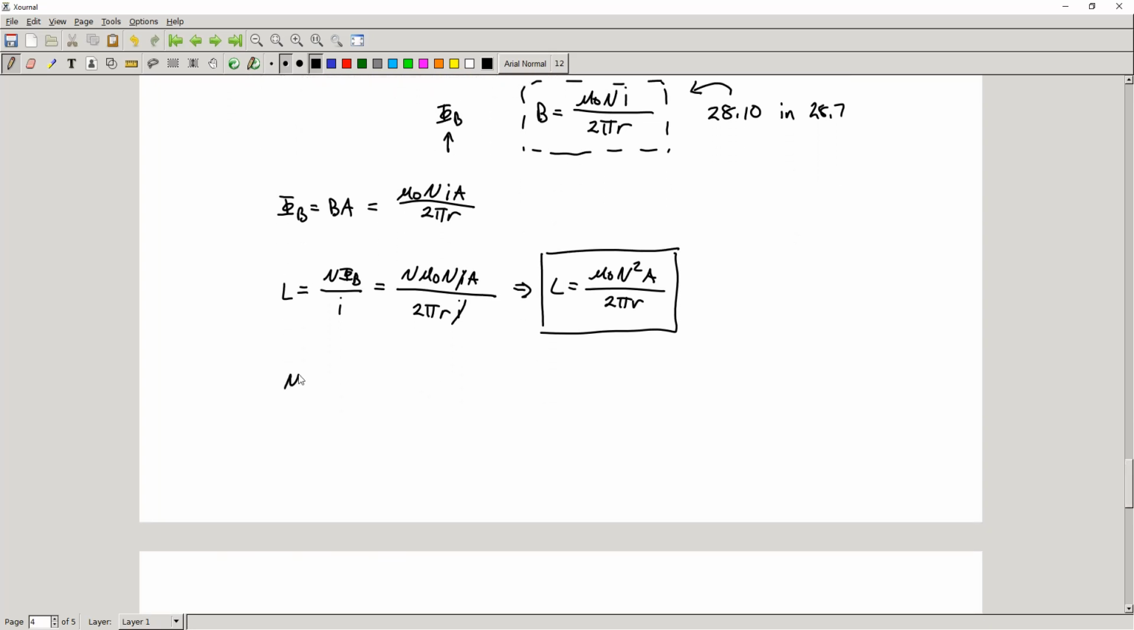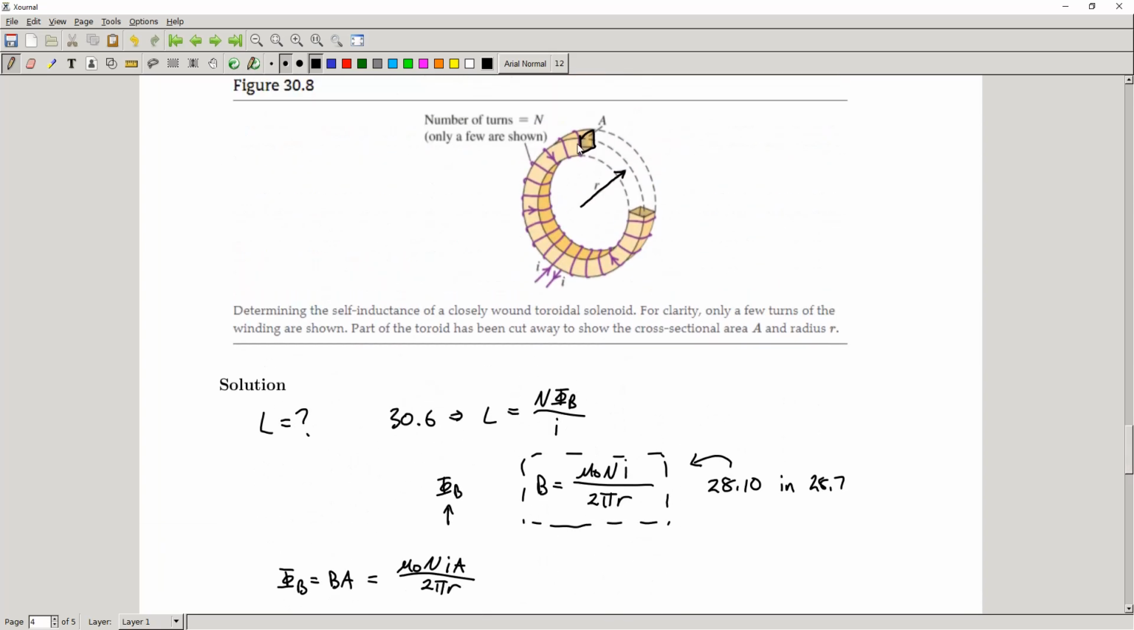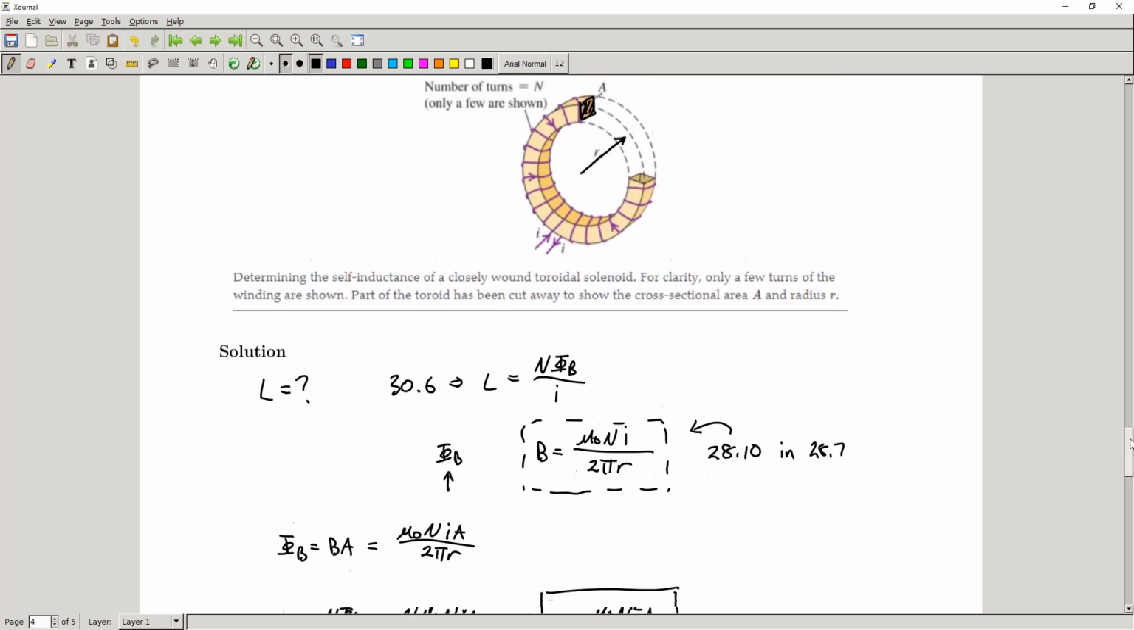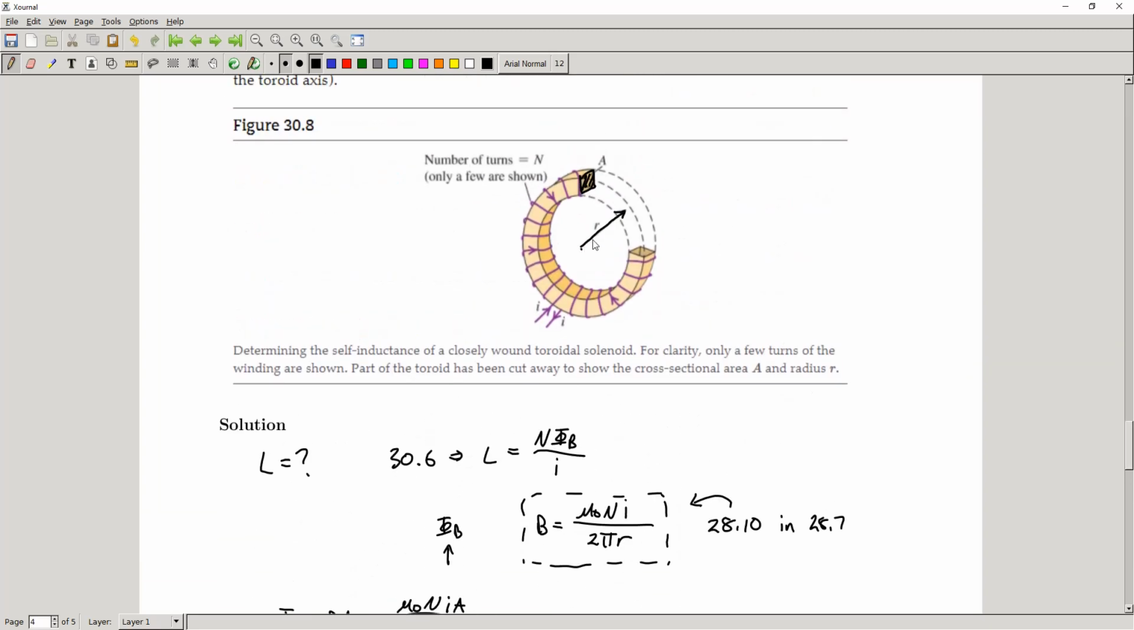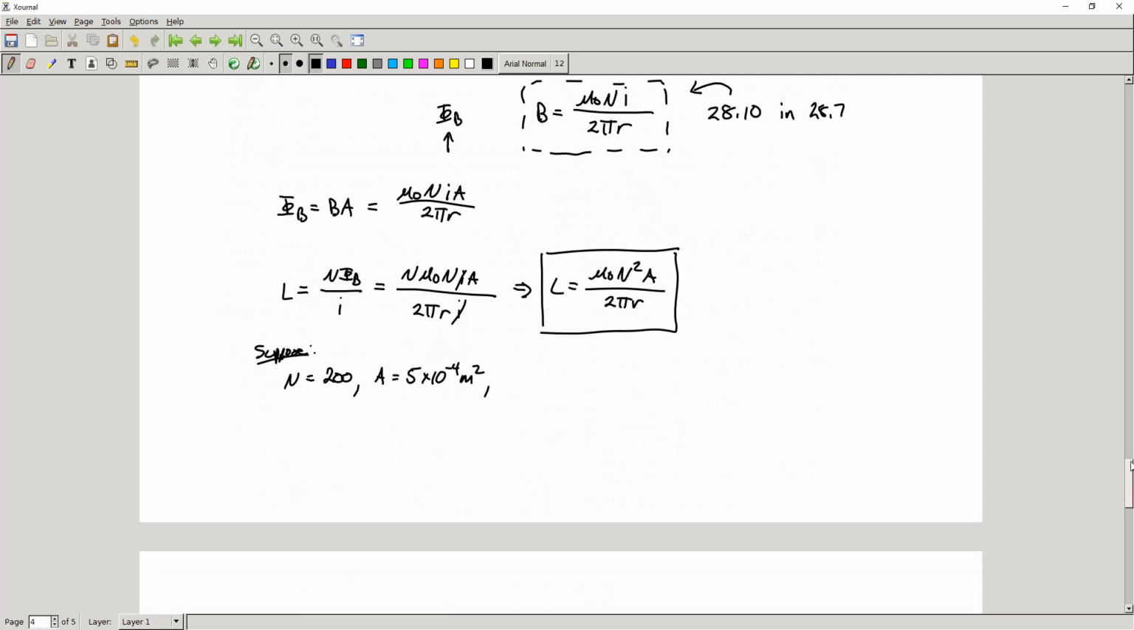So let's say we have an N. Suppose we have an N equal to 200, so we have 200 turns around our toroidal solenoid. Let's say we have a cross-sectional area. Remember, our cross-sectional area here is this. Say we have a cross-sectional area equal to 5 square centimeters, but we're going to write that in terms of square meters, so that's going to be 5 times 10 to the minus 4 meters squared. And let's say we have a radius, so that's the radius of the whole toroidal shape here, and that is going to be a radius equal to 0.1 meters.